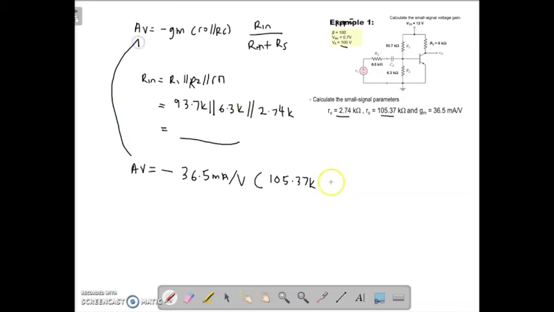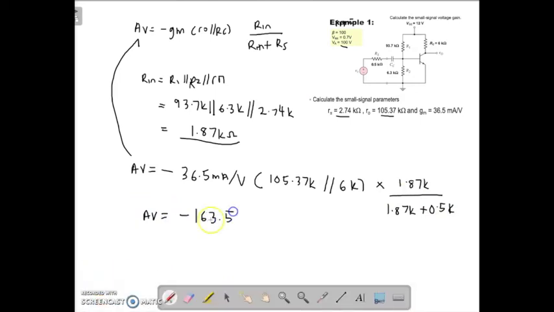Okay, so kilo parallel with RC. The value of RC here is 6 kilo ohm. Now we multiply by your R in. Your R in here is 1.87 kilo ohm. So here is R in, 1.87 kilo ohm, divided by 1.87 kilo ohm plus 0.5 kilo ohm. Then you can get the value of your AV. So your value of the voltage gain is minus 163.5. So what does this value mean?